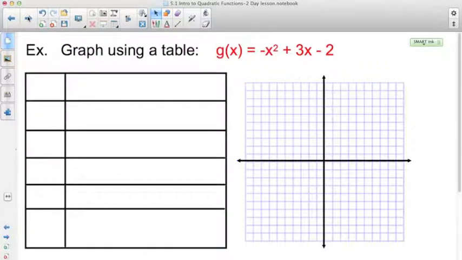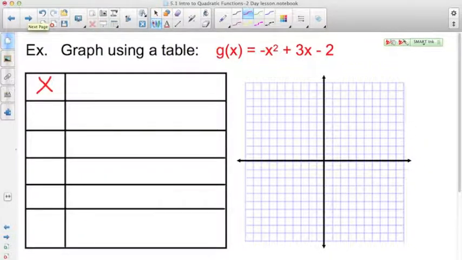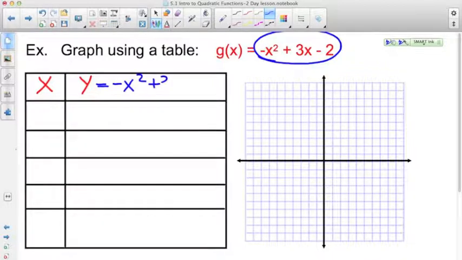The next slide is graphing this function using a table. So substituting values of x in and then graphing those ordered pairs. Think of your first column as your x values, what you're going to plug in, and then your y values, where the y is what you get from plugging into this equation. So you're going to substitute into negative x squared plus 3x minus 2. I always tend to start with 0 first and then do 1 to the right and 1 to the left.